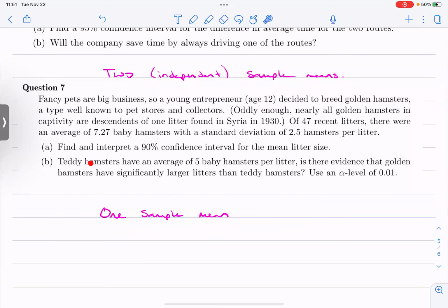Teddy hamsters, which is another breed of hamsters. We had a teddy hamster and we named him Teddy. But in hindsight, there was probably room for improvement.